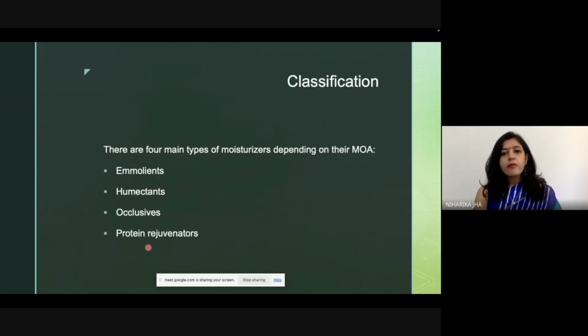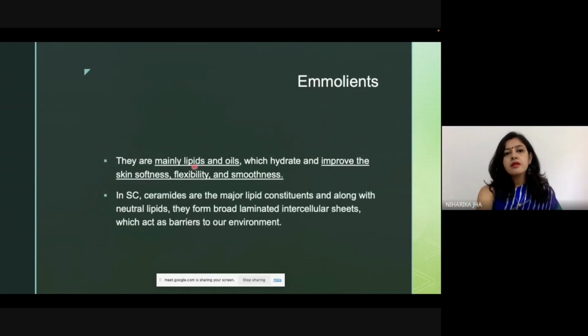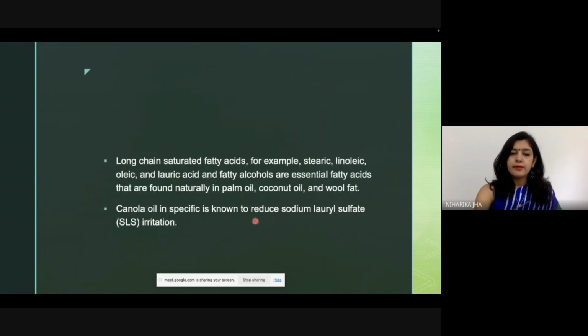There are 4 different types of moisturizers depending upon the mechanism of action. These are emollients, humectants, occlusives, and protein-based varieties. What are emollients? Emollients are basically lipids in oil which improve the softness of the skin, the flexibility, and the smoothness of the skin. We know that in stratum corneum, ceramides are the major lipid constituents along with the other neutral lipids, and they form a broad laminated intercellular sheath. These broad laminated intercellular sheaths act as a barrier to the external environment.